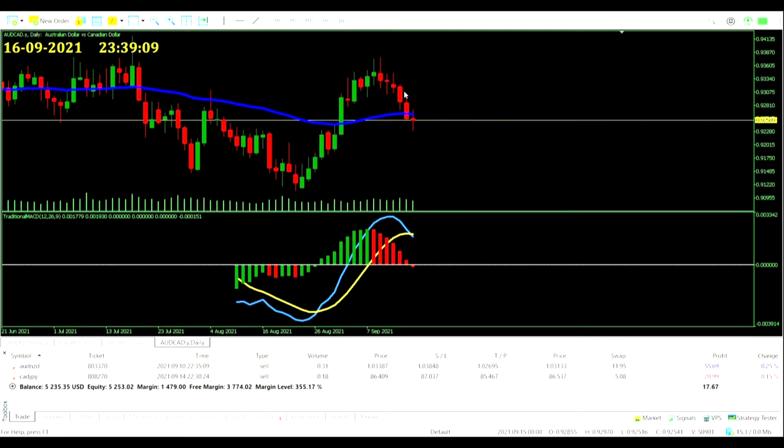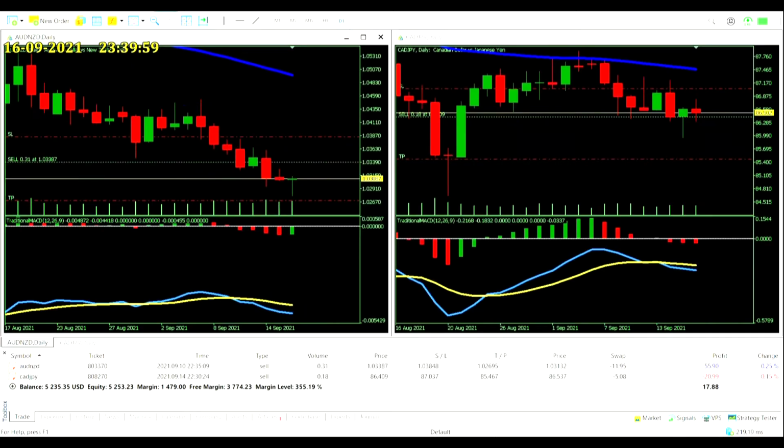This looks like it could be a nice one. It's had a bit of a run down already, but that was after a strong run up. Could easily catch the second half of that. That's it for the signals. There were plenty out there, but none on the pairs that are available to us.